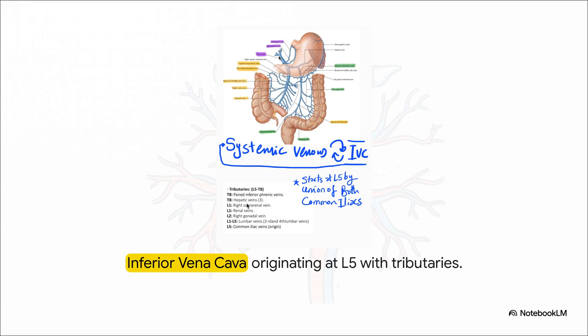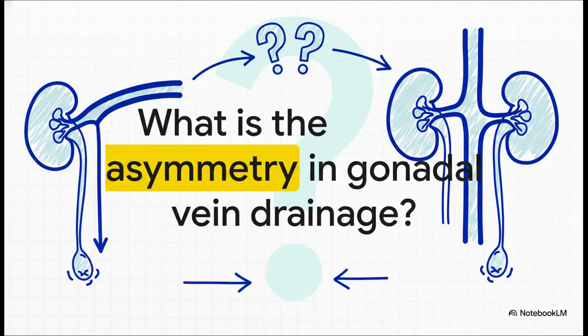From there, it shoots straight up the right side of the spine, collecting tributaries from the body wall, the kidneys, and the gonads, all the way up to the hepatic veins before it pierces the diaphragm at T8. Just think about the massive amount of vertical real estate this single vein occupies. Let's do a quick active recall check. This is a classic trick question that shows up on almost every anatomy and surgical board exam. Think really carefully about the venous return from the testicles or ovaries.